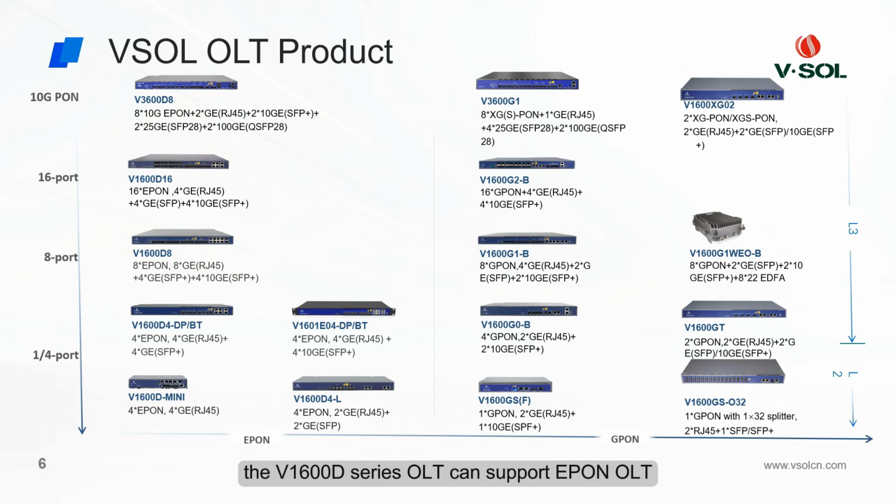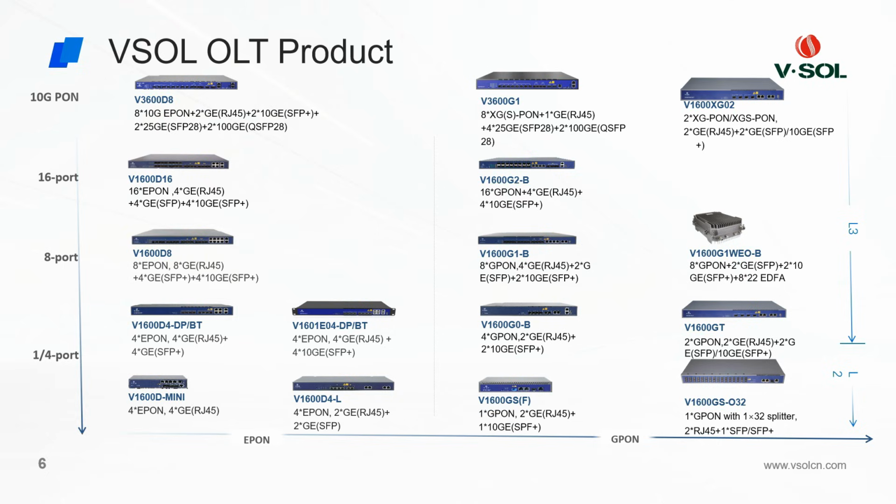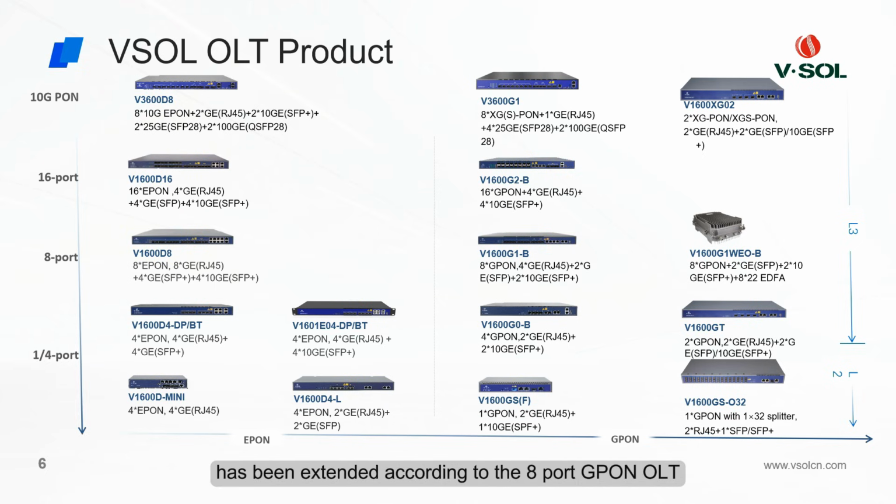The V1600D series OLT can support EPON OLT with routing function, and there are 4, 8, and 16 PON port device options available. The uplink supports 10 Gbps input. The corresponding V1600G series OLT also offers 2, 4, 8, and 16 PON port options. The outdoor OLT has been extended according to the 8-port GPON OLT, providing 8 PON ports and integrated EDFA.